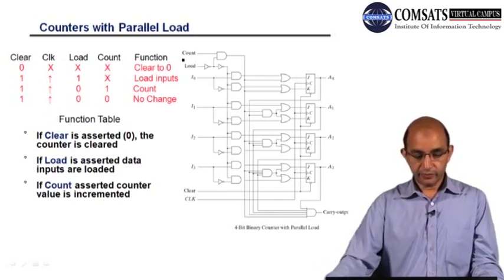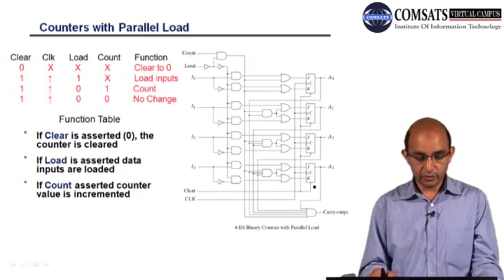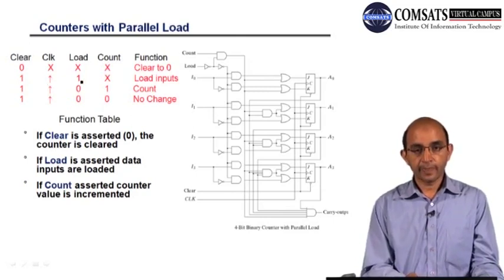So here you can have different possibilities, because we have clear, and we have also the clock, and the load and the count. Whenever clear is 0, we have to clear the counter, so all the flip-flops will be reset to 0. Clear is active low, so on 0 we will be clearing, or resetting, the flip-flops to zeros. So this is the clock.